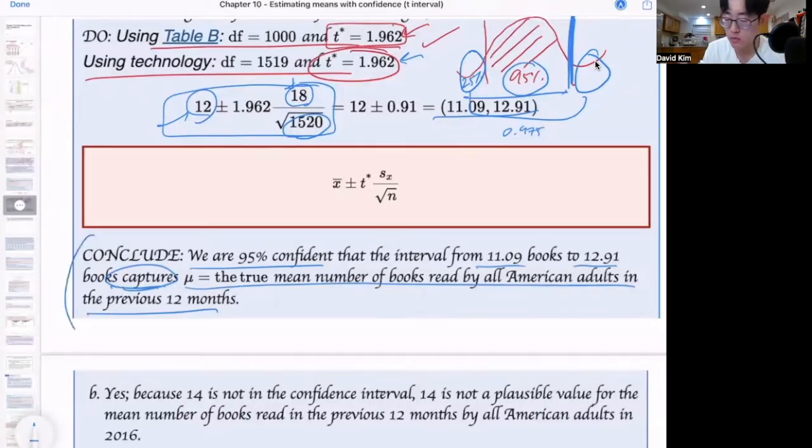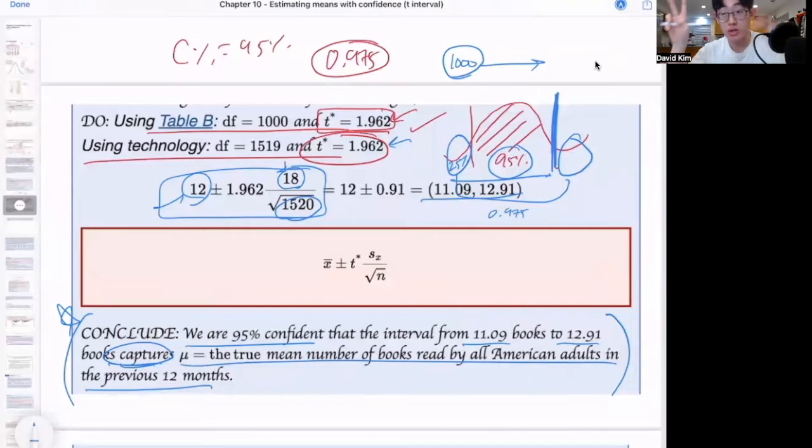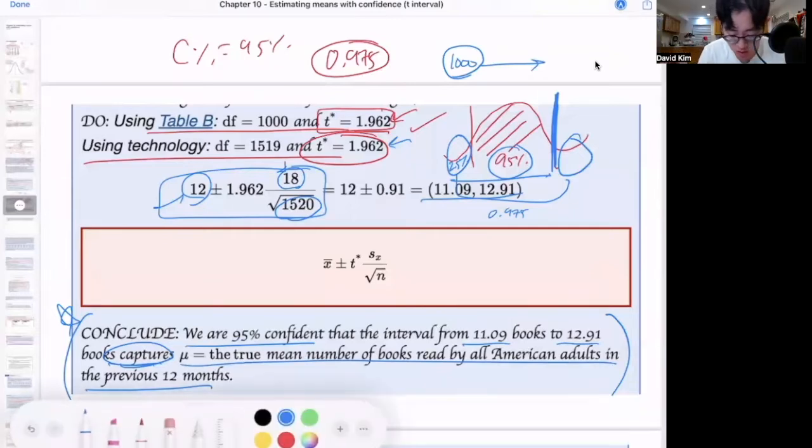Same thing as before, going back to chapter 8 when we talked about the confidence interval, just copying and pasting it. Really what chapter 10 is all about is this new thing called t distributions. Quite honestly, that's pretty much it.